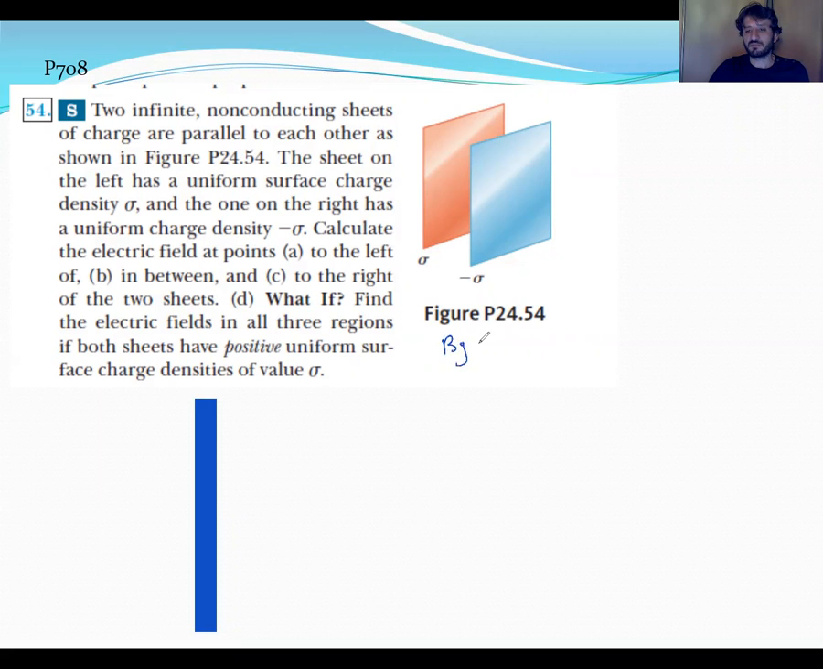We have to say by symmetry we select a cylinder of radius r as the Gaussian surface.